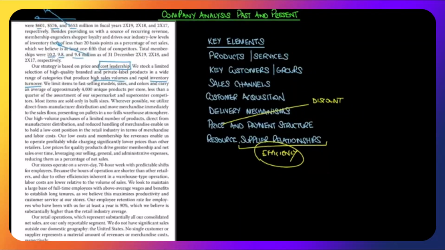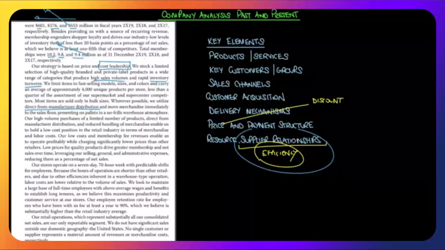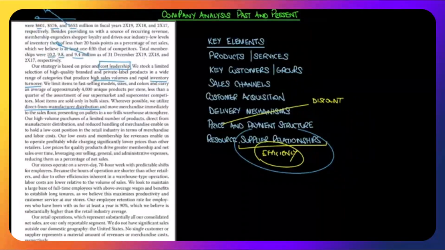We limit items to fast-selling models, sizes, colors, carrying an average of approximately 4,000 unique products per store, less than a quarter of the assortment of our supermarket and supercenter competitors. Efficiency, keeping down your working capital, keeping down your inventory costs. Most items sold only in bulk sizes. Wherever possible, we utilize direct from manufacturer distribution. Once again, supplier relationships is going to be key. And move merchandise immediately to the sales floor, presenting on pallets in a no-frills warehouse atmosphere.